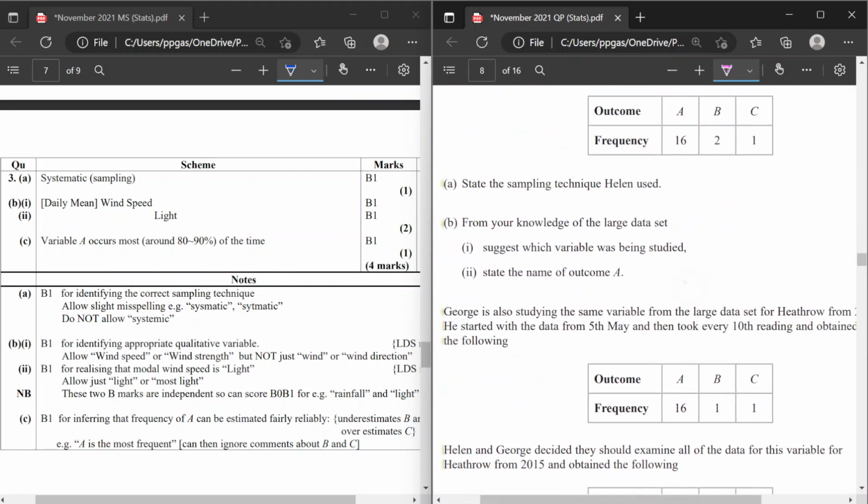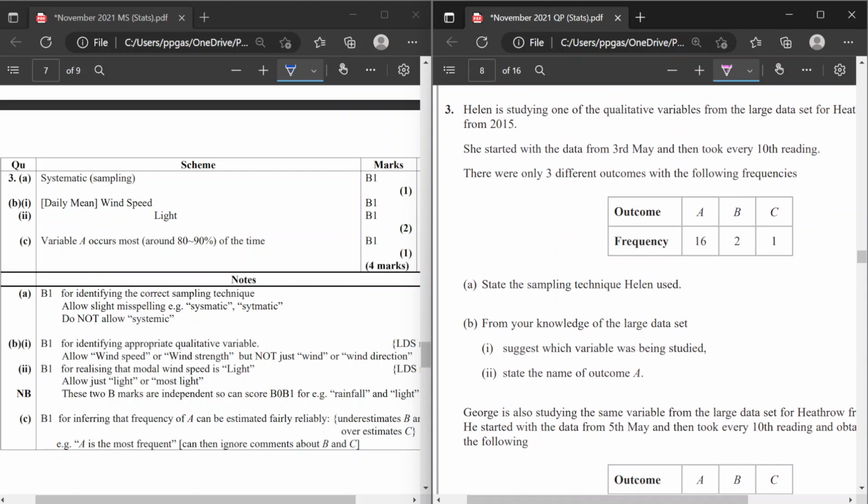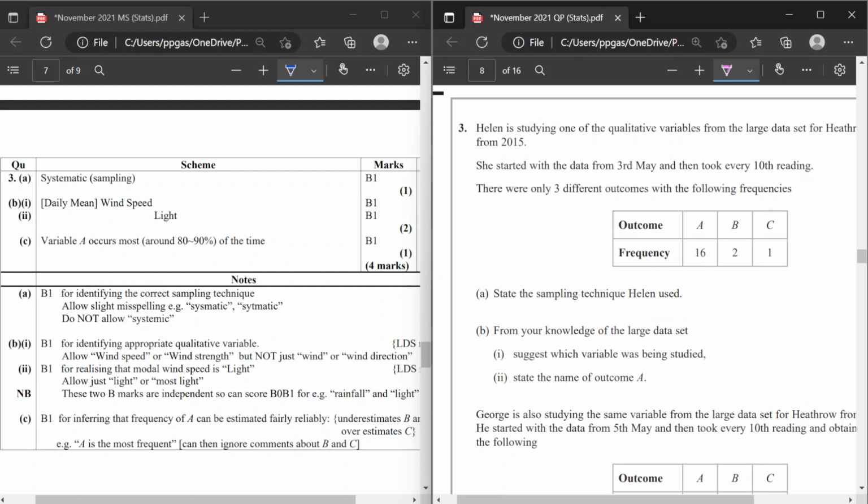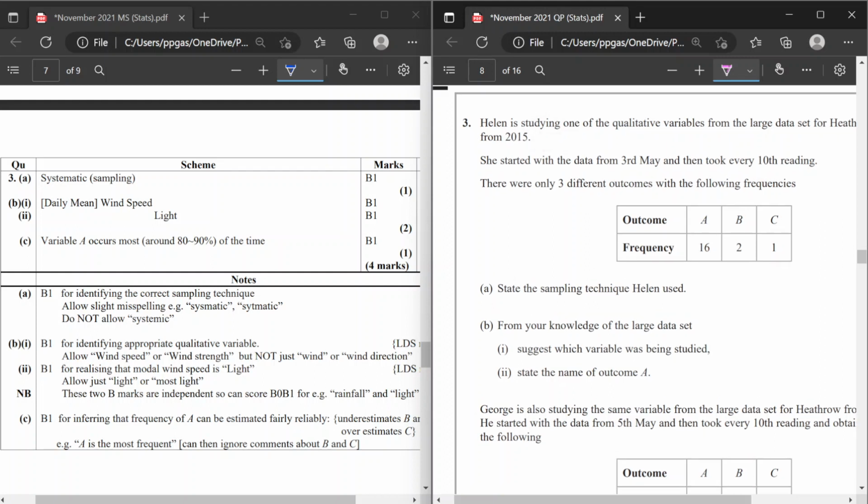What have we got up here? Yes, so suggest which variable was being used. I don't really know why it's wind speed, if I'm being perfectly honest. Maybe it's because every day it has a wind speed? And not every day is rain, but then that would just make it 0, so I'd guess it wouldn't really count.